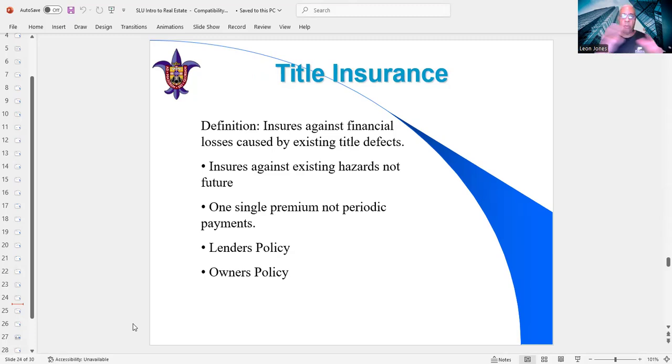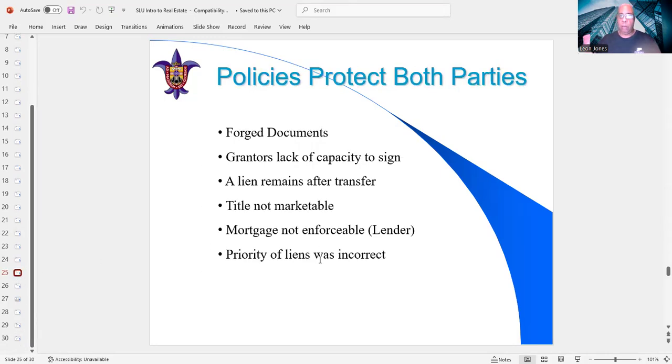So basically, when we deal with title, if you have some hazards that are current, you don't have to worry about the hazards in the future. And you don't have to worry about periodic payments. Why? Because you have one single premium, then you have a lender's policy and an owner's policy. Policies that protect both parties.